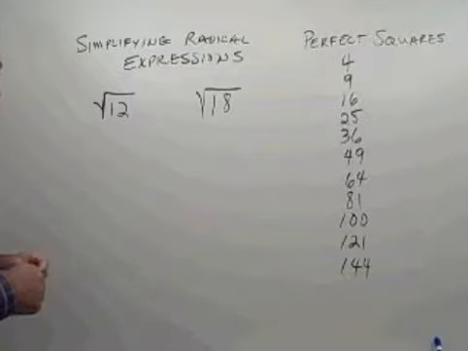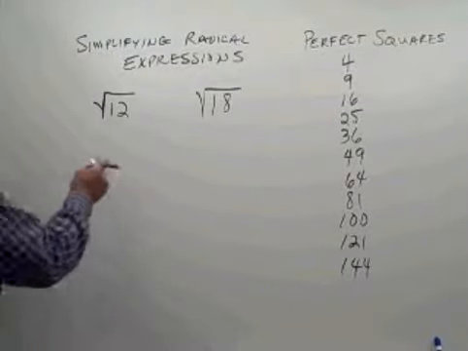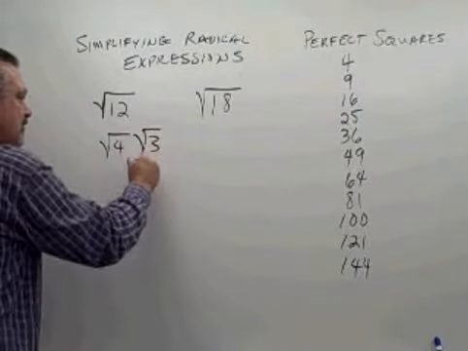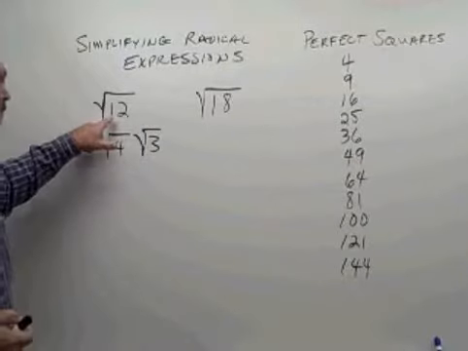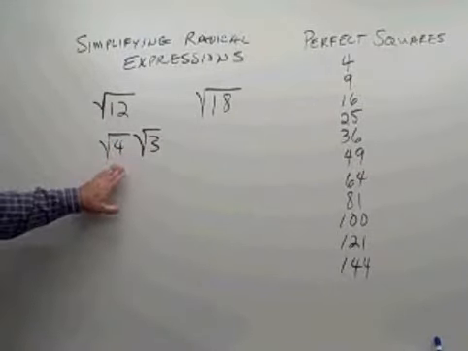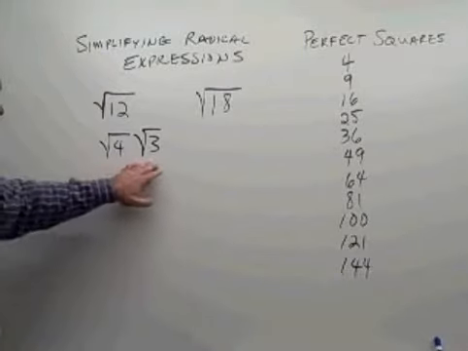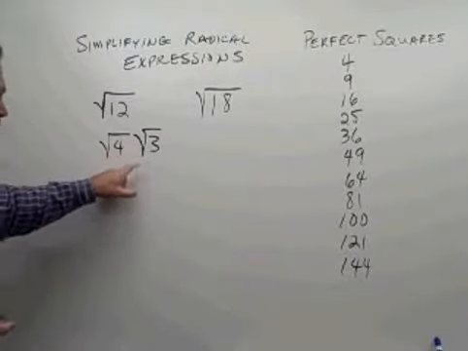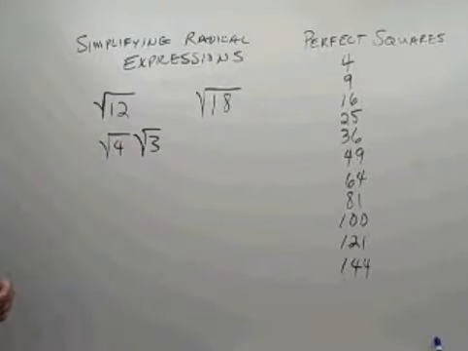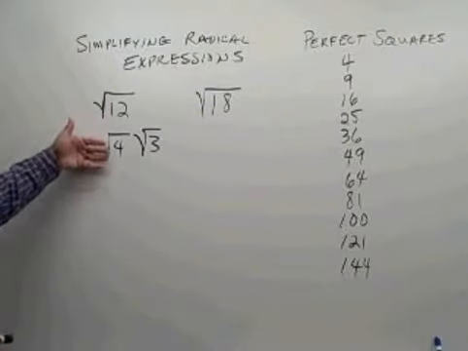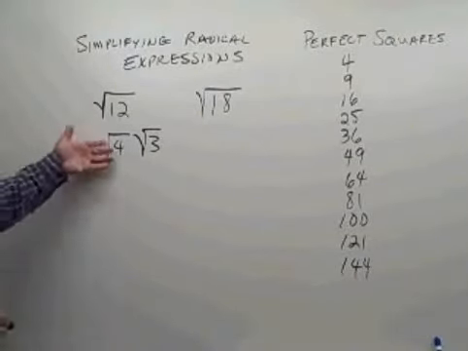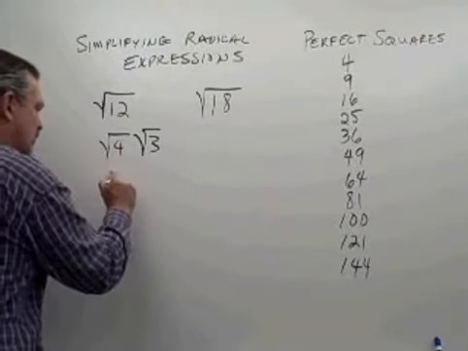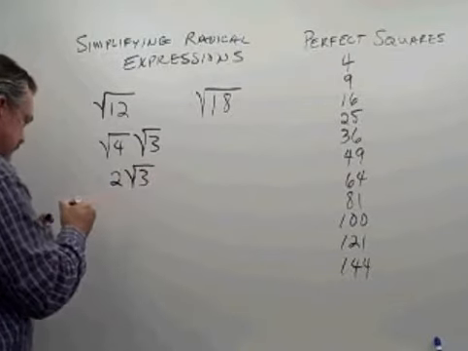There's the characteristic of roots that the root of a product is equal to the product of the roots of the factors. So the square root of 12 can be broken apart into the square root of 4 times the square root of 3. 4 times 3 makes 12 when we multiply. The square root of 4, again, is the whole number 2. So I can replace the square root of 4 with the whole number 2.